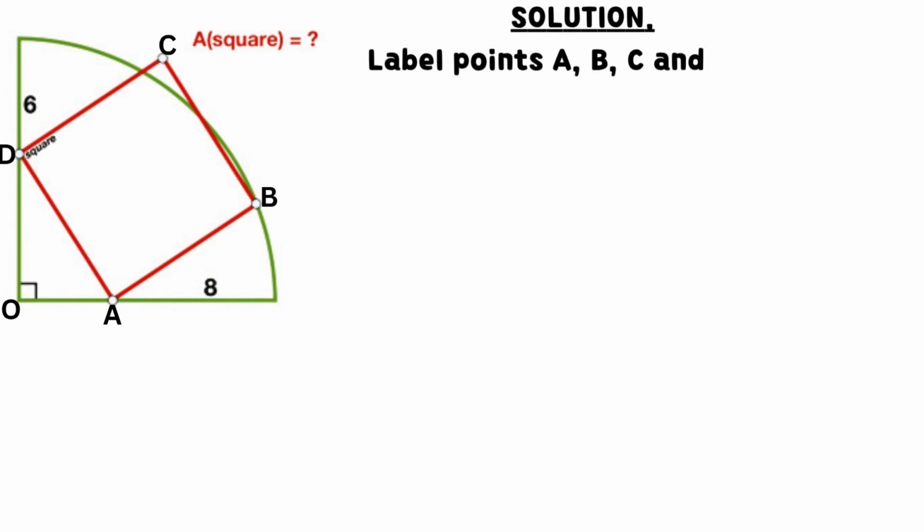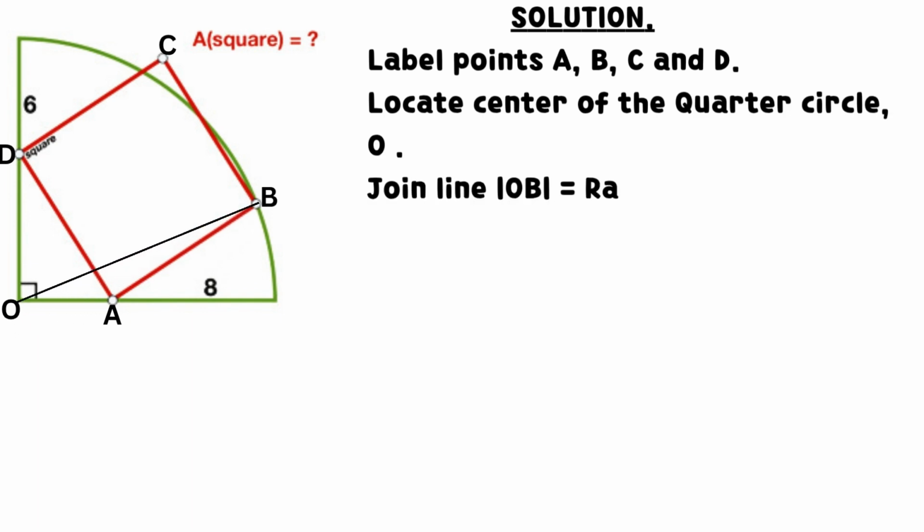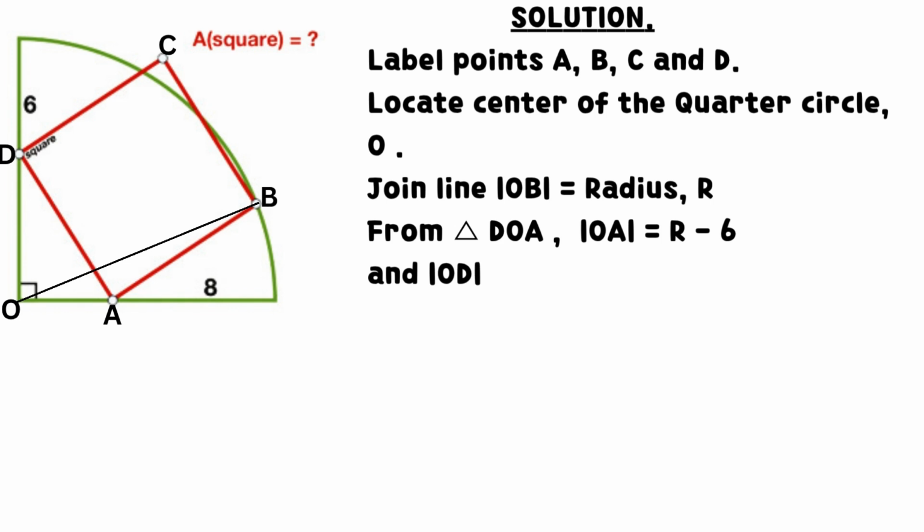Label points A, B, C and D. Locate the center of the quarter circle O. Join line OB, which equals the radius, R, of the quarter circle. From triangle DOA, line OA equals R-6, and line OD equals R-8.